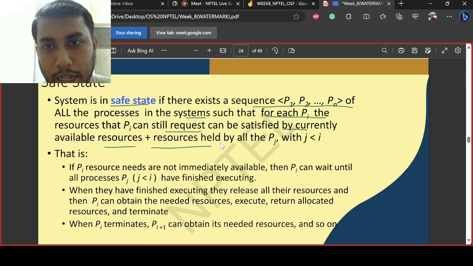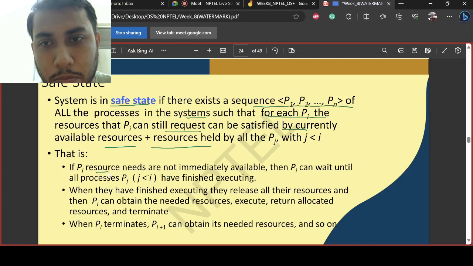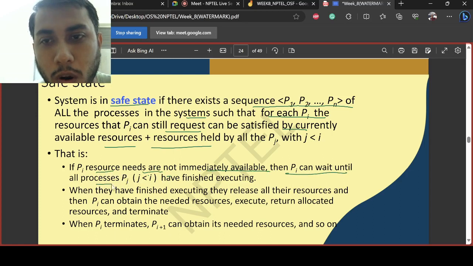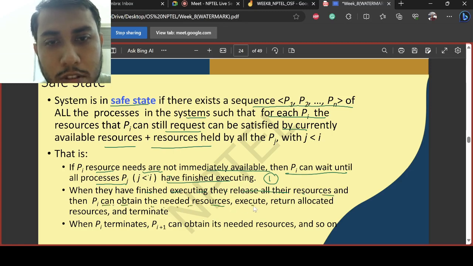Okay, so that is it. If Pi's resource needs are not immediately available, Pi can wait until all Pj are finished executing. This is point number 1. These are the points which you need to remember. When they are finished executing, they release all the resources, and then Pi can obtain the needed resources, execute, return the allocated resources and terminate. This is your point number 2. When Pi terminates, Pi can obtain its needed resources and carry on. This is your point number 3.